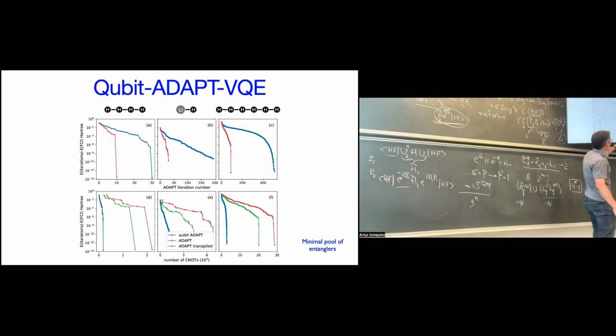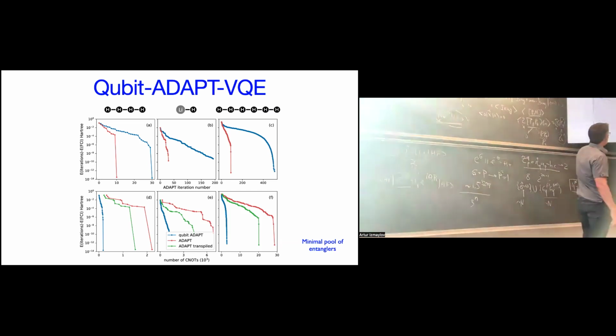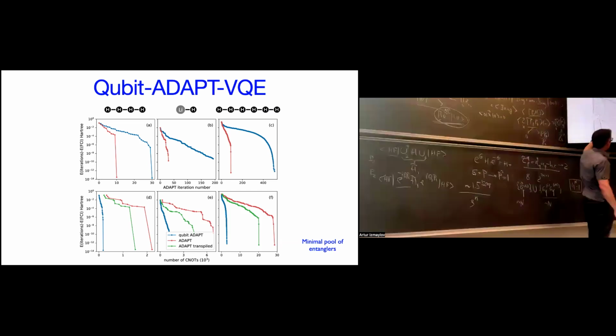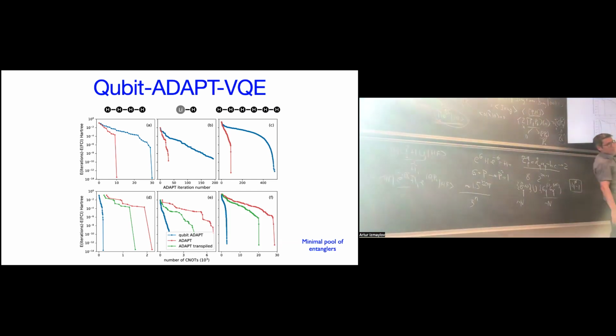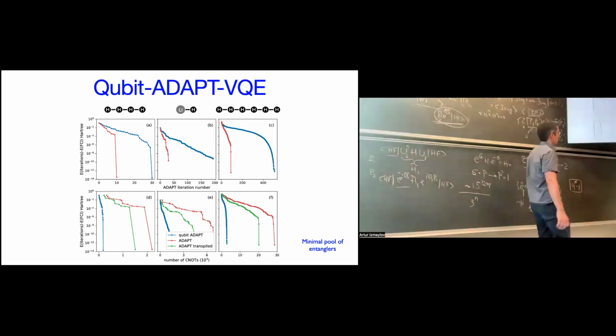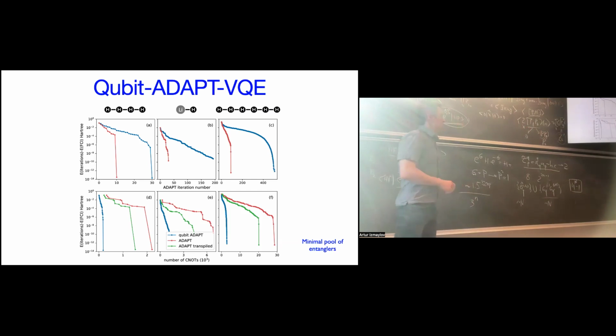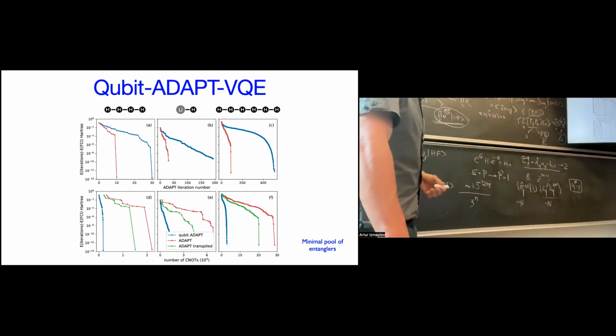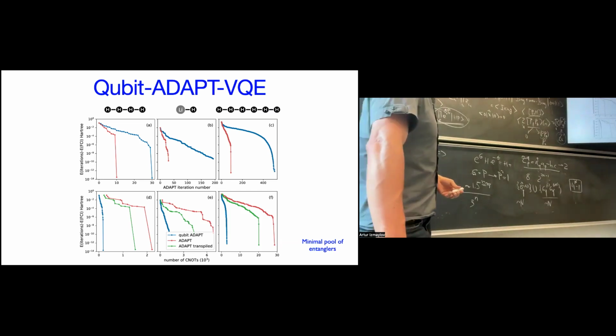But then the number of CNOTs, which are two-qubit gates, is way smaller in the case of qubit ADAPT, right? So that's what they were after. Okay. And they test on these linear systems. Right, so linear systems. Okay.